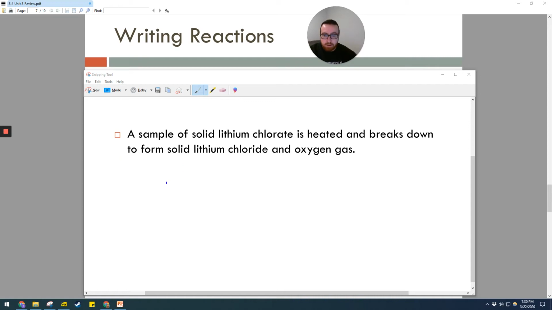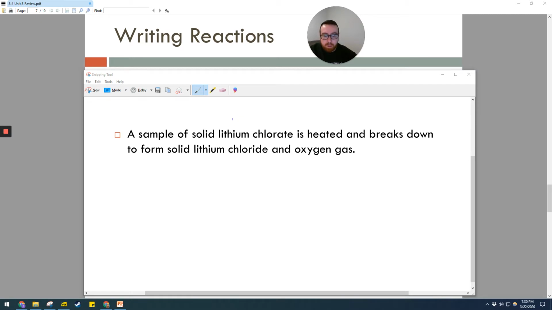Okay, so here is another example. I'm going to work through the second problem on the writing reaction slide. So I want to show you solid lithium chlorate, which is reacting. It gets heated, it breaks down to form lithium chloride and oxygen gas.